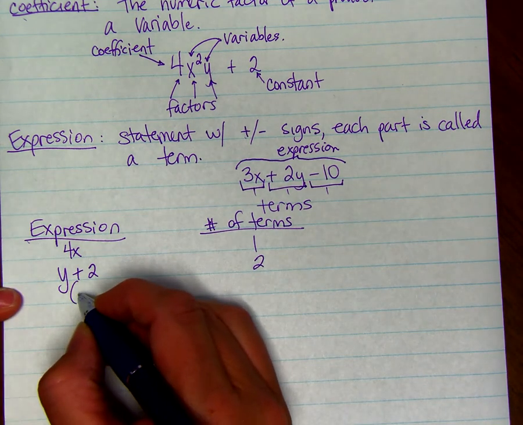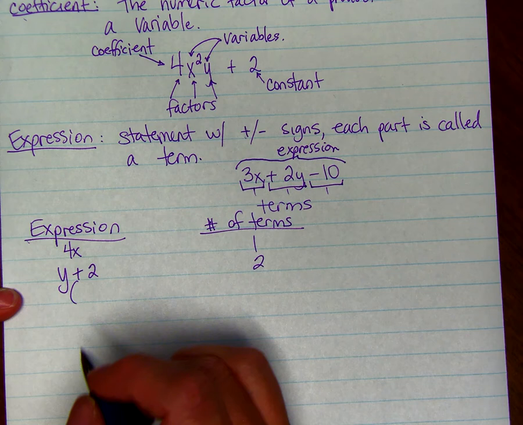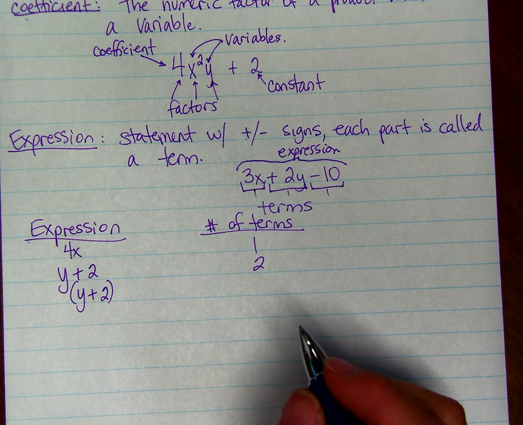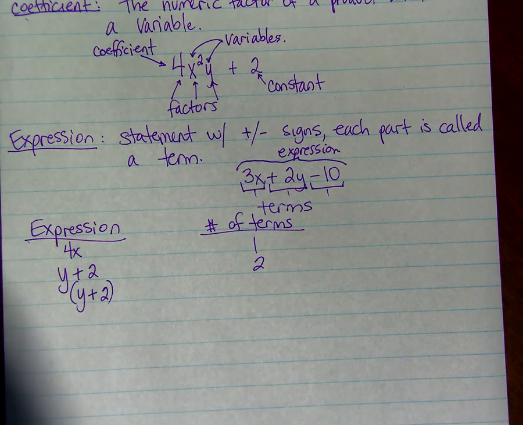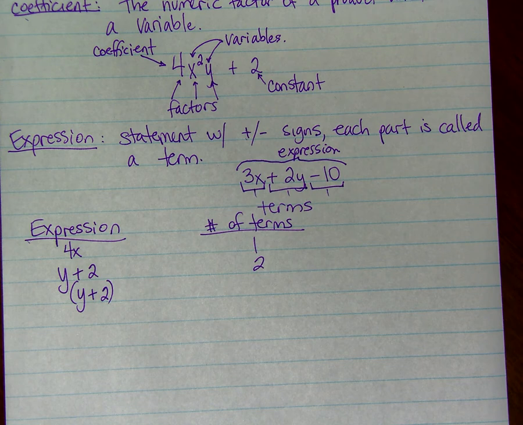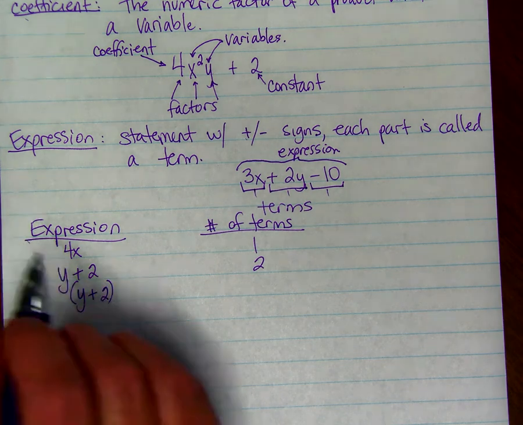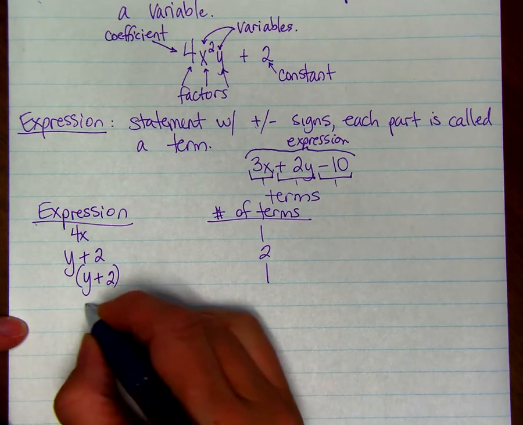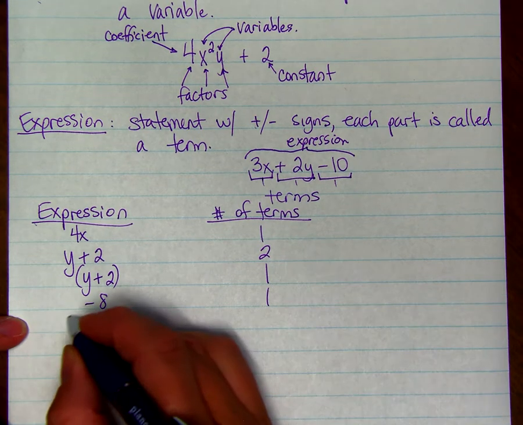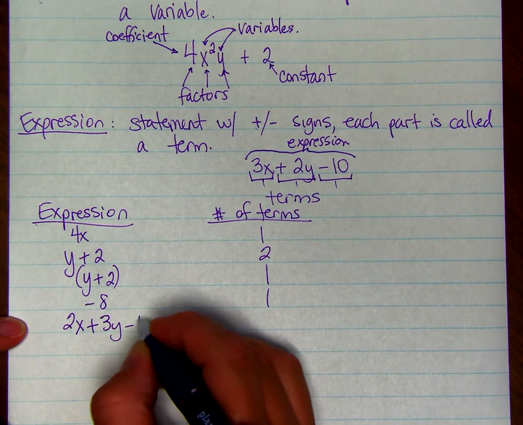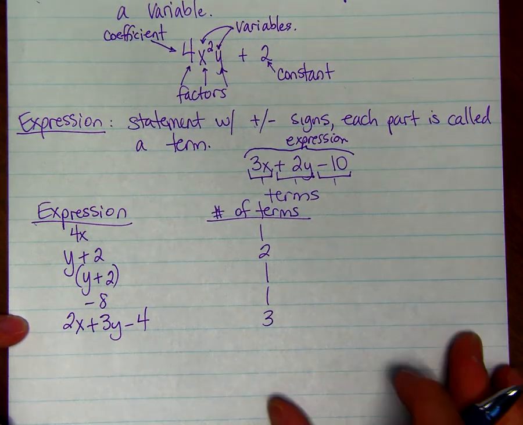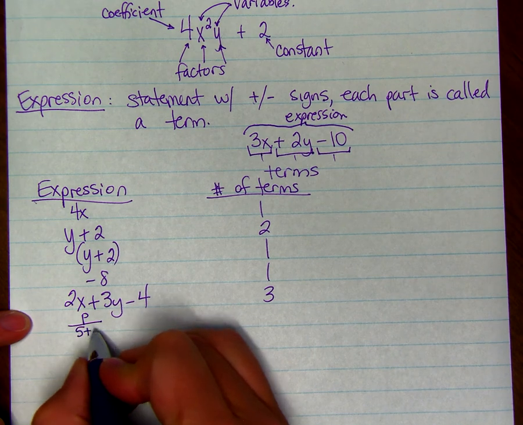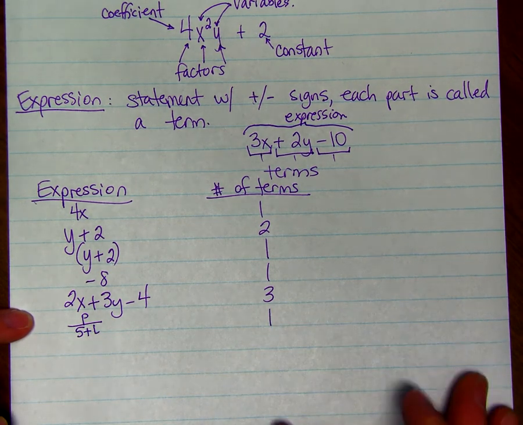If I put the y plus 2 within parentheses, that's considered one term. Let me double check here. Yes, that is one term, because it's in parentheses. A negative 8, that's one term. 2x plus 3y minus 4 has 3 terms. If you have a division problem, p divided by 5 plus I, that is actually one term.